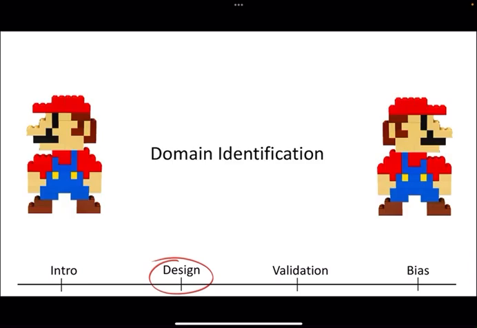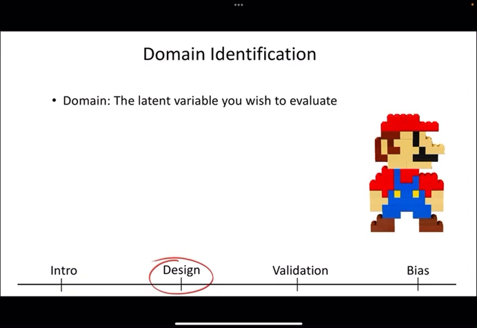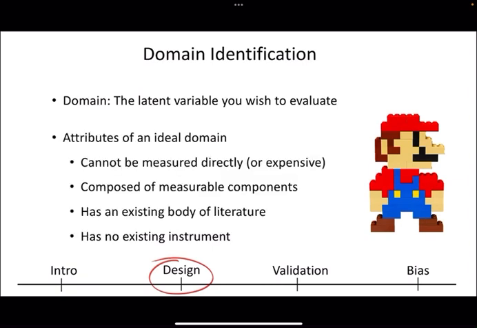I have this ongoing theme of Mario that will maybe make some sense as I go through, but it's a bit of a stretch. So your domain is this latent variable you want to evaluate. Here, there's this combination of shapes and colors that we perceive as Mario, which is this latent variable that's composed of items, these little blocks. It's a stretch.